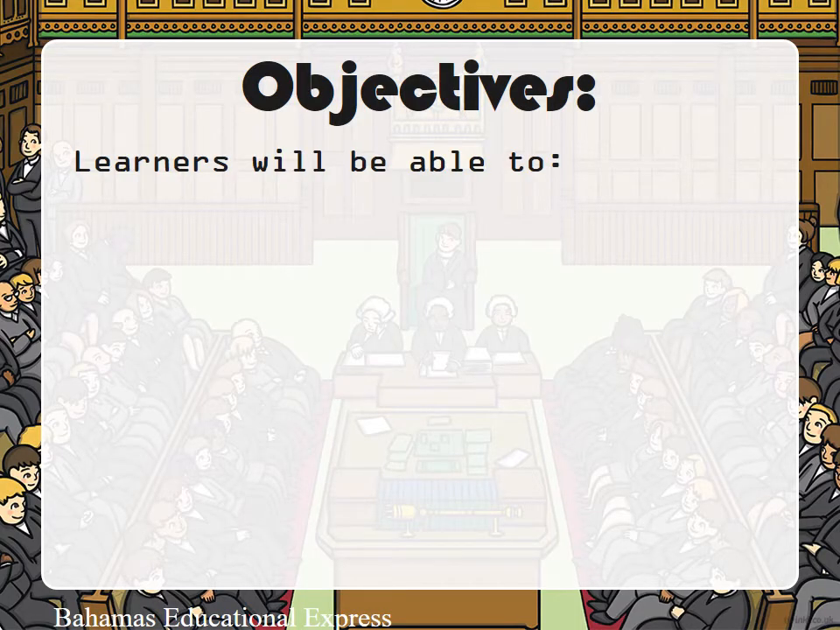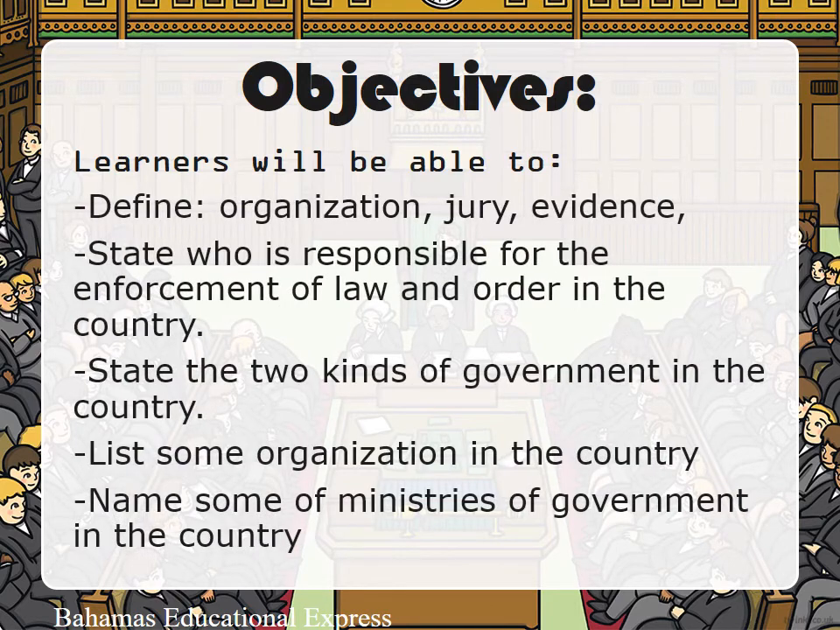Our objectives are: you are going to define organization, jury, evidence. These are your vocabulary words. You will state who is responsible for the enforcement of law and order in the country. You will also state the two kinds of governments in the country. You will list some organizations in the country, and you will name some of the ministries of government in the country.